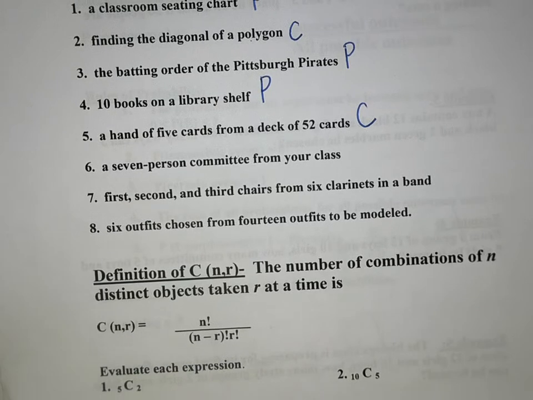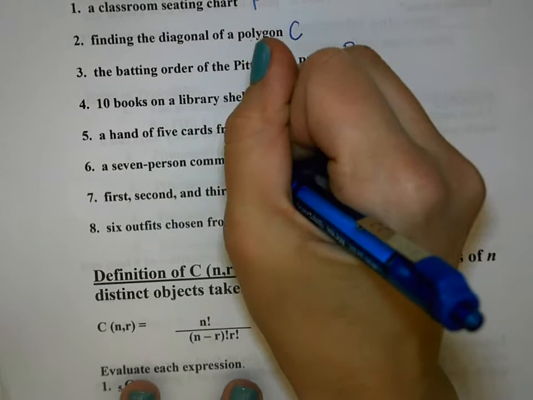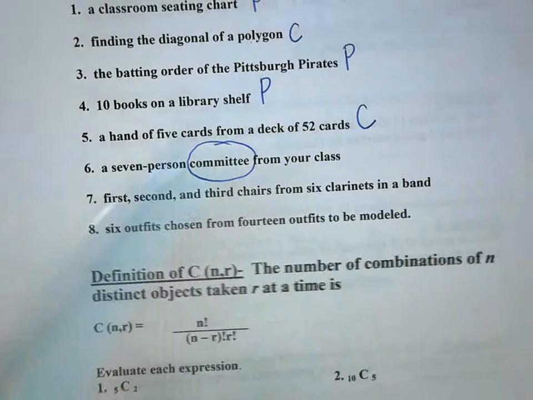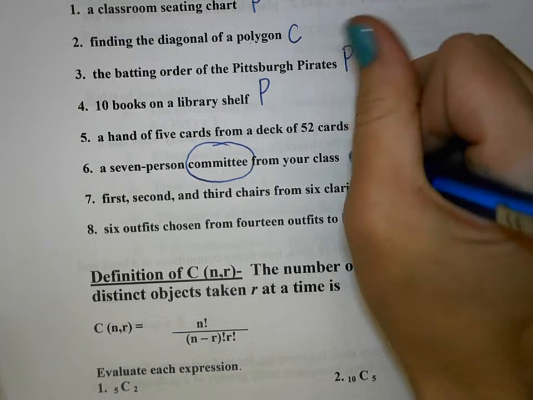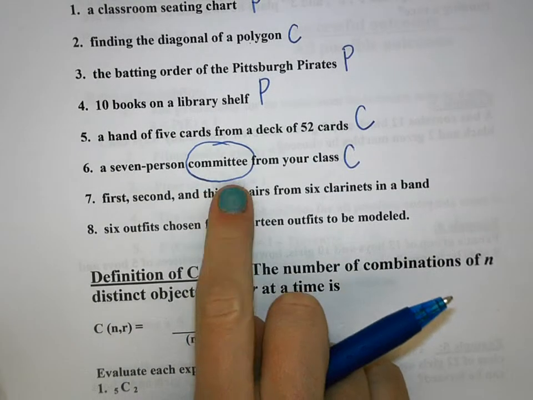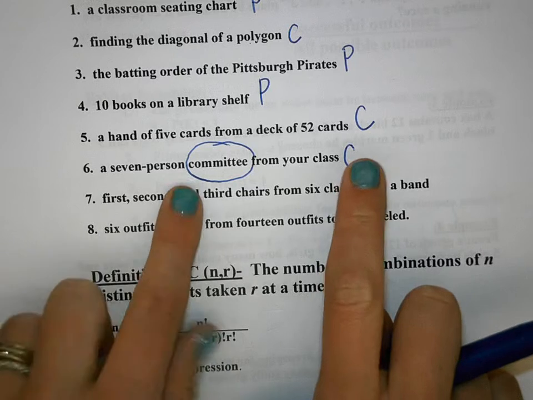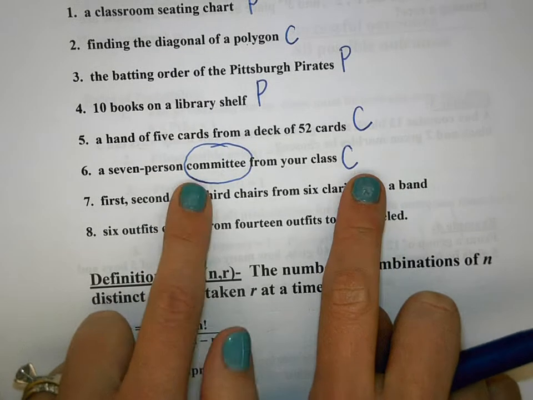So if I'm choosing 7 people to form a committee, does it matter who I chose first, second, third, fourth, and so on? Exactly. Normally with committees, because it's not like saying president or vice president, order doesn't matter. And so committee, you're going to see committee come up a lot. Committee is combination. C, C.